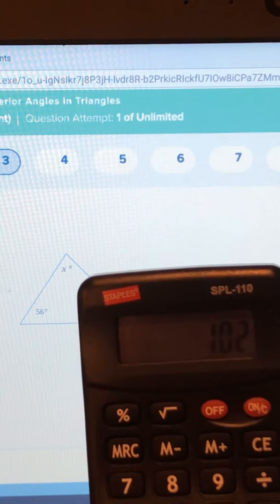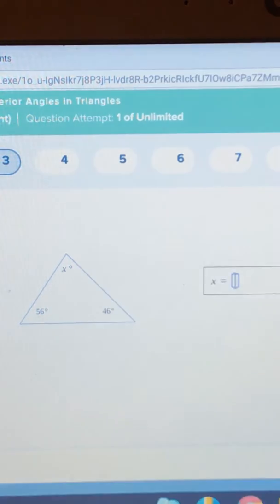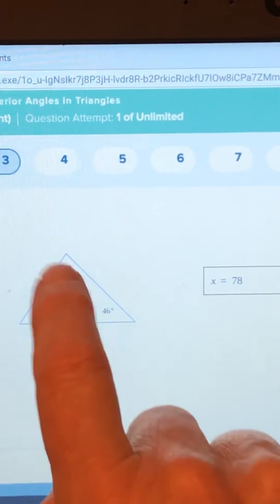78 plus 2 makes 180. Yep, I know my math. So that is 78. We plug in 78 for X. That's the missing angle right there.